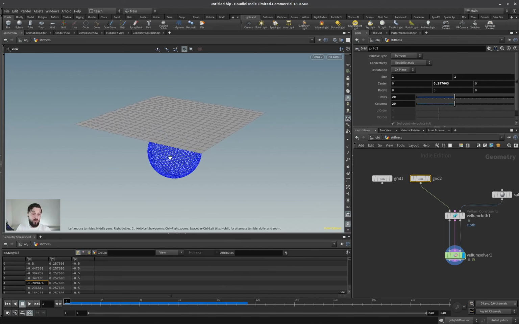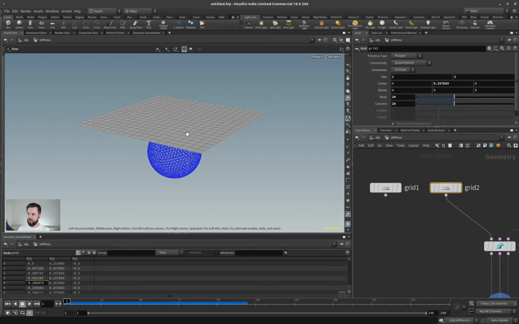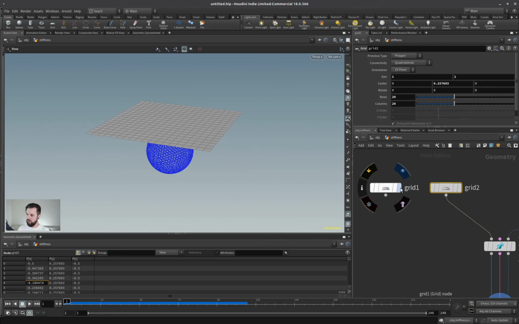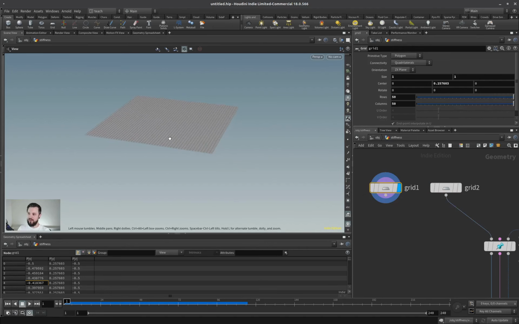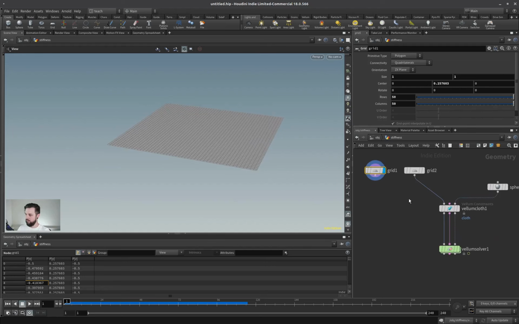But the question, of course, that arises is, okay, Christian, that works fine with a grid, but if I have something complex, how do I do this when I still want to render my high-res version, right? And that's totally a reasonable question.